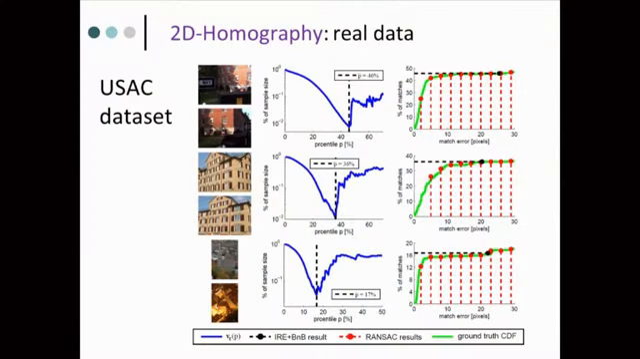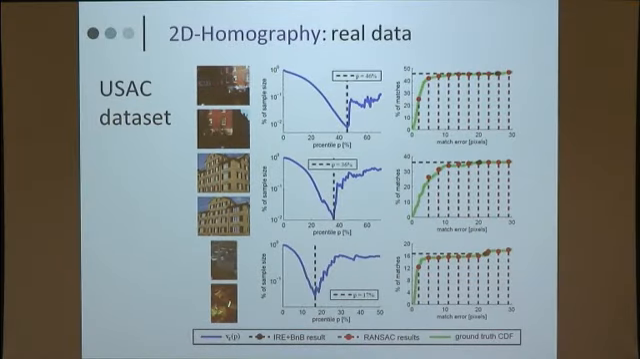So these are real images from the USAC dataset. We have 3 pairs of images here. For each, in the middle column, you can see the inlier rate measure. Again, the y-axis is a log scale. You see the minimums that we find here: 46% inliers, 36%, and in this case, 17%. And here you see the results overlaid on the ground truth CDF. So you can see RANSAC, USAC here, and our result.